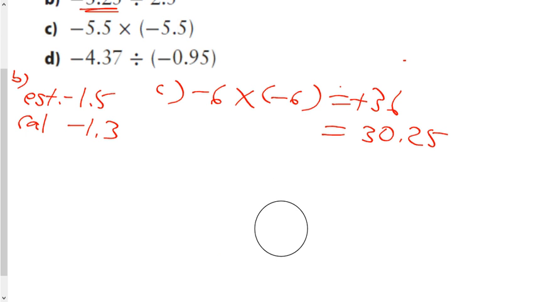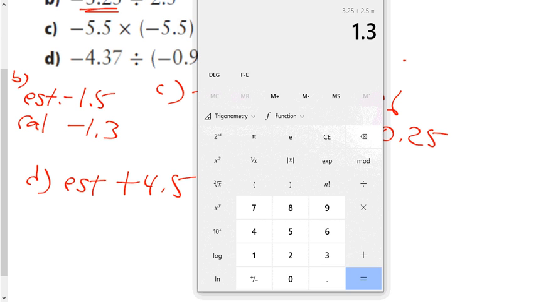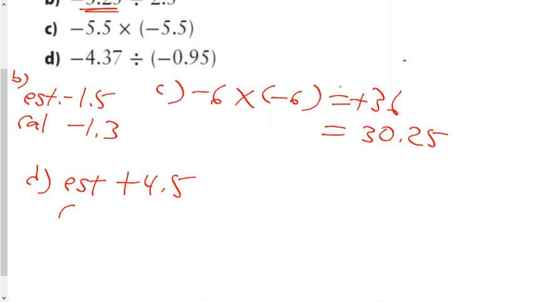And our last one for question D, negative $4.37 divided into piles of 95 cents, or $4.35 divided into piles of almost $1. How many piles can you make? 4 and almost a half. So our estimation for D will be a positive 4.5. Right, we're just thinking about it roughly. Grab our calculator for the calculation. 4.37 divided by 0.95 equals 4.6. Our calculation is 4.6.